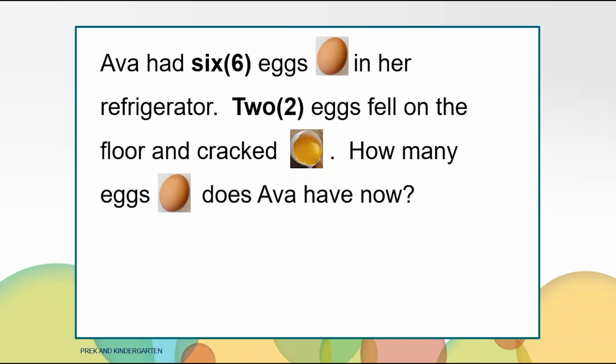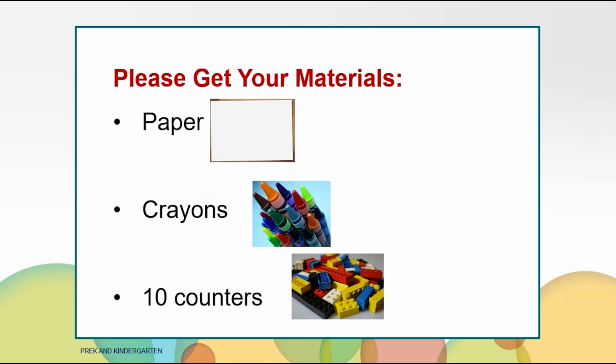Continue to picture the story in your mind. Ava had 6 eggs in her refrigerator. 2 eggs fell on the floor and cracked. How many eggs does Ava have now? What new information did we find out? We have a question. We get to figure out how many she has now. I want you to get some paper, crayons, and 10 counters, and then come back to me.